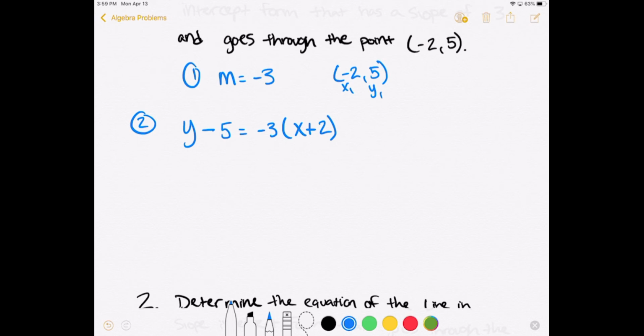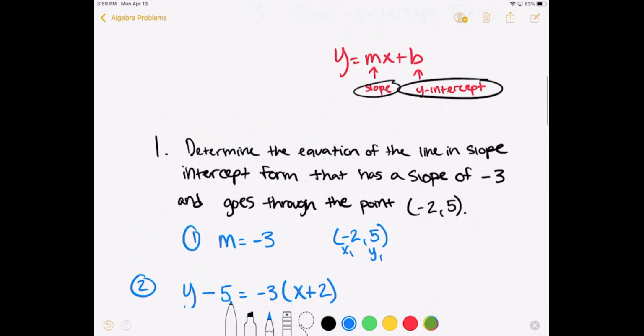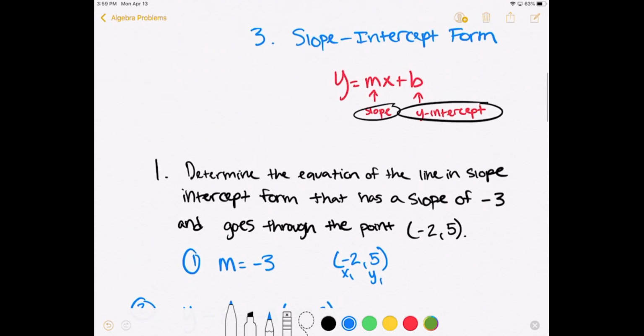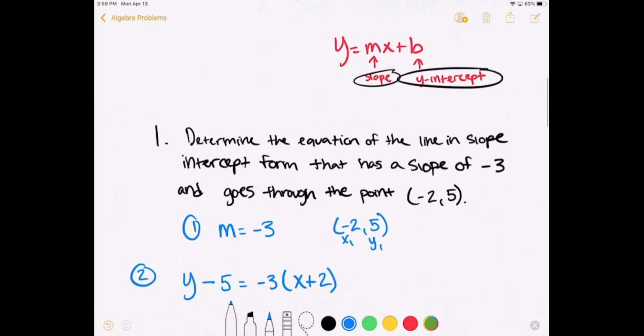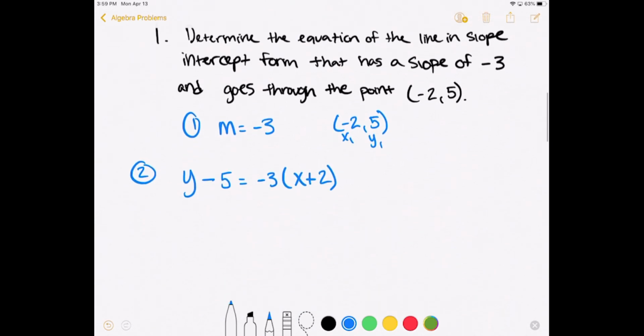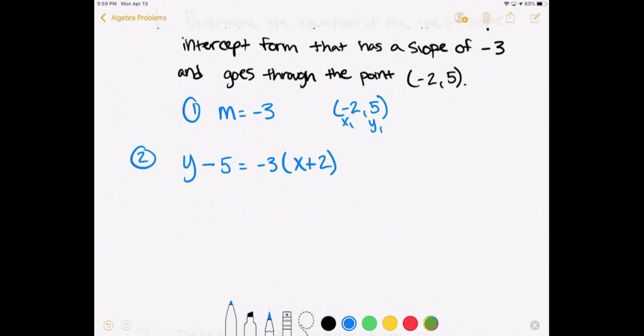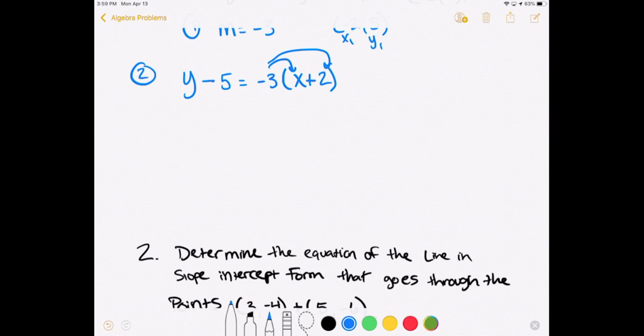So step 2 is done. I found my slope and I put it in point-slope form. But step 3 says I've got to get to slope-intercept form, y equals mx plus b. The way you're going to do that is the same way every single time. You're going to distribute your slope. So I have y minus 5 equals -3x minus 6 when I distribute.